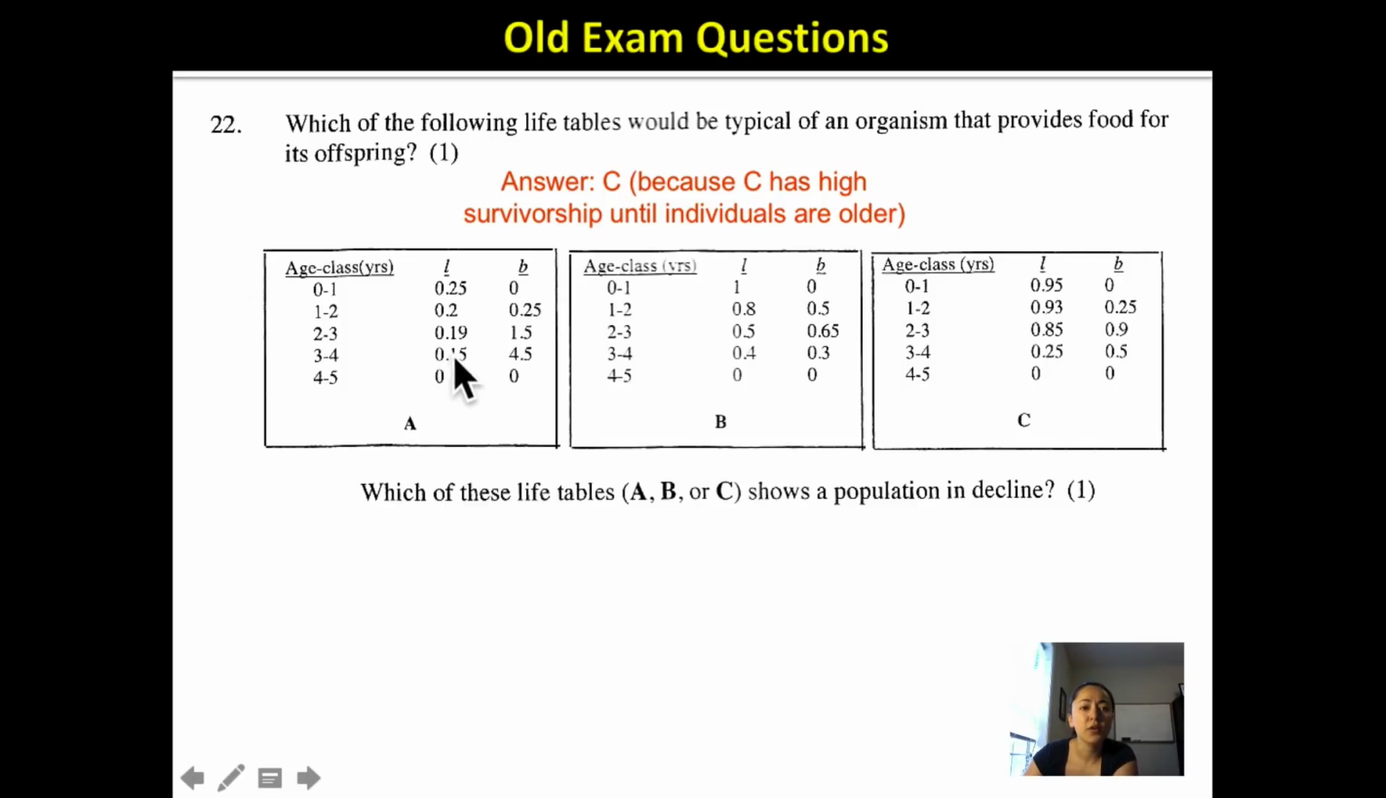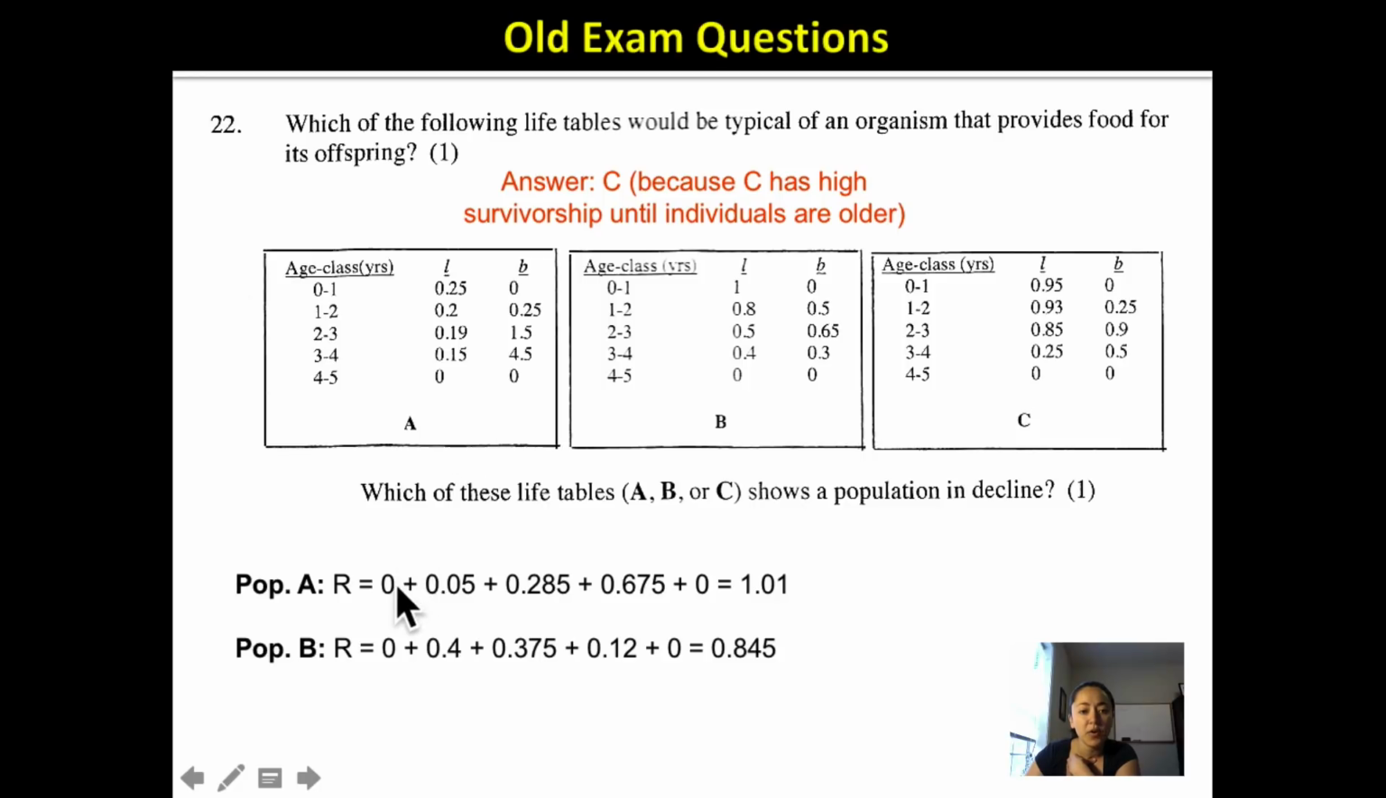All right, so in order to calculate the net reproductive rate for this population, all I do is I take, remember, the L times the B column, and then I just add up that last column. So 0.25 times 0 is 0. 0.2 times 0.25 is 0.05. 0.19 times 1.5 is 0.285, and so forth. And you want to show all your work, make sure that you get full credit for these problems. When I add up all of those numbers, I get 1.01.